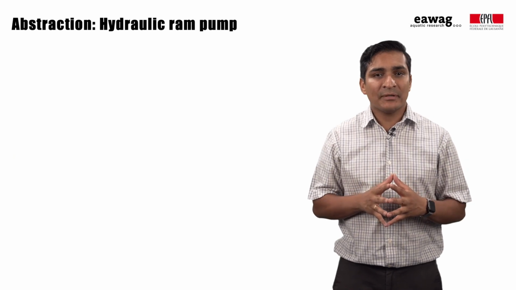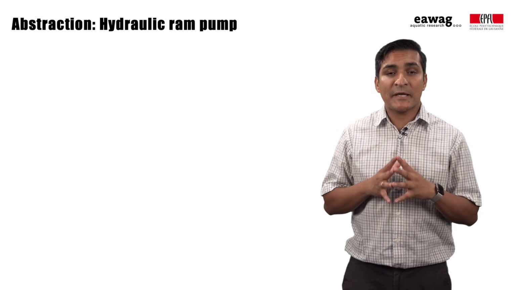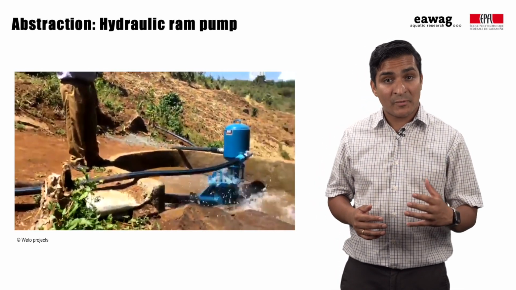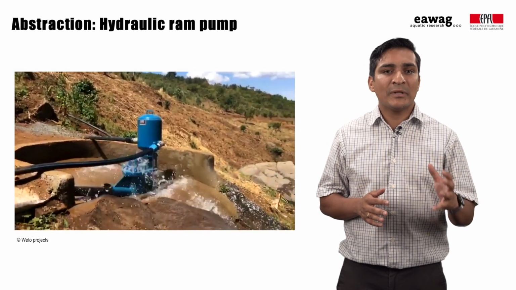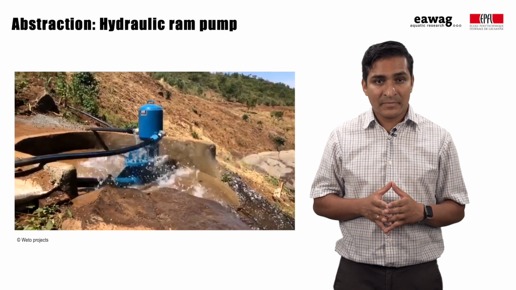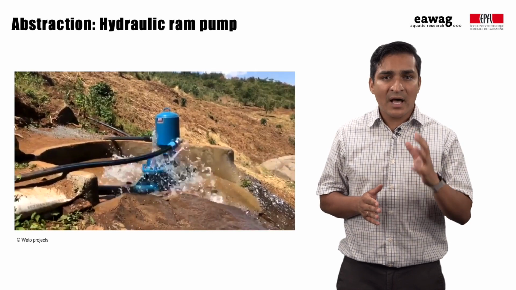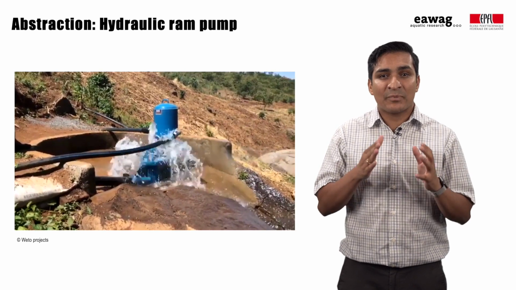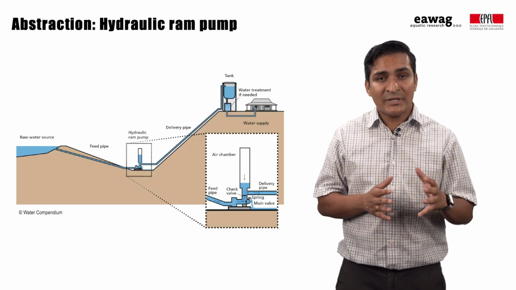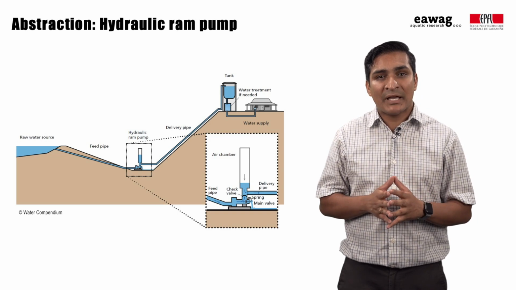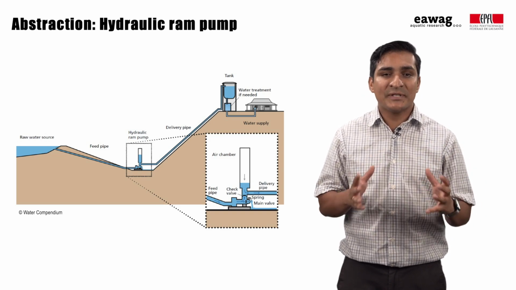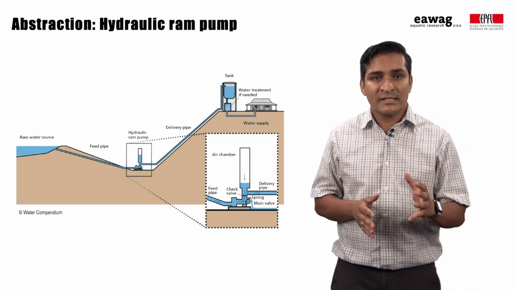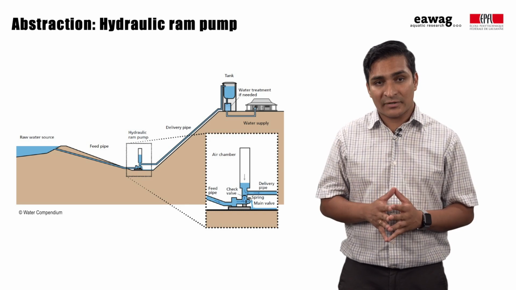Our last example of an abstraction technology is the impulse or hydraulic ram pump, which is designed to provide pressurized water supply with little or no electricity or fuel input. Hydraulic ram pumps use the velocity of an existing river or a stream and a difference in height to create a pressurized flow. As shown in this illustration, the pump is located at a lower level and uses a series of one-way valves and a compressible pocket of air to harness the energy of the flowing water.